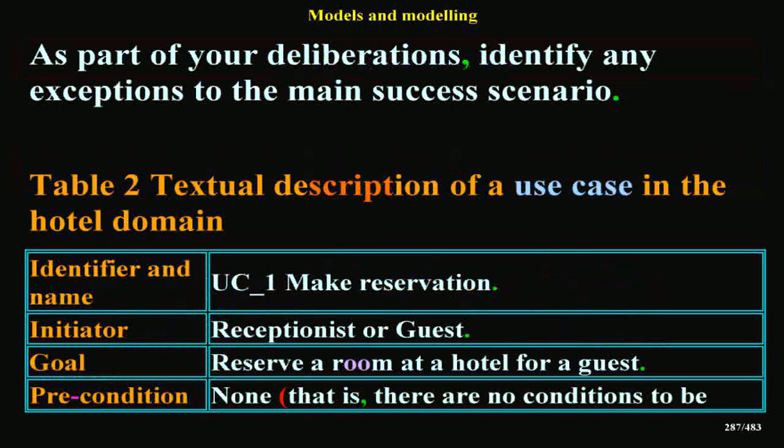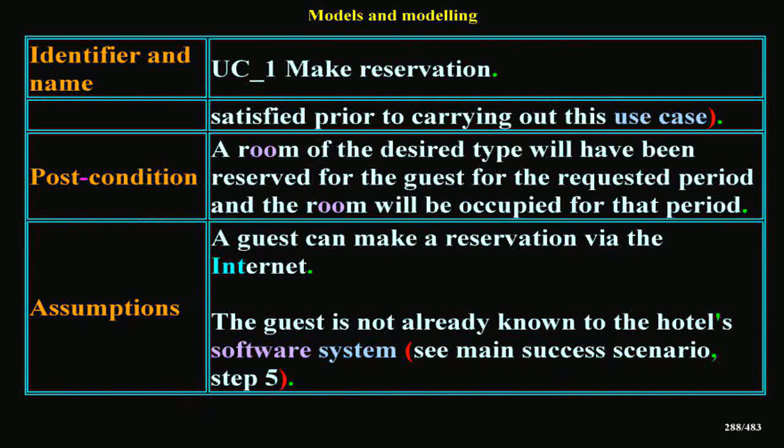Table 2: Textual description of a use case in the hotel domain. Identifier and name: UC1 Make Reservation. Initiator: receptionist or guest. Goal: reserve a room at the hotel for a guest. Precondition: none, that is, there are no conditions to be satisfied prior to carrying out this use case. Post-condition: a room of the desired type will have been reserved for the guest for the requested period and the room will be occupied for that period. Assumptions: a guest can make a reservation via the internet. The guest is not already known to the hotel software system. See main success scenario, step 5.